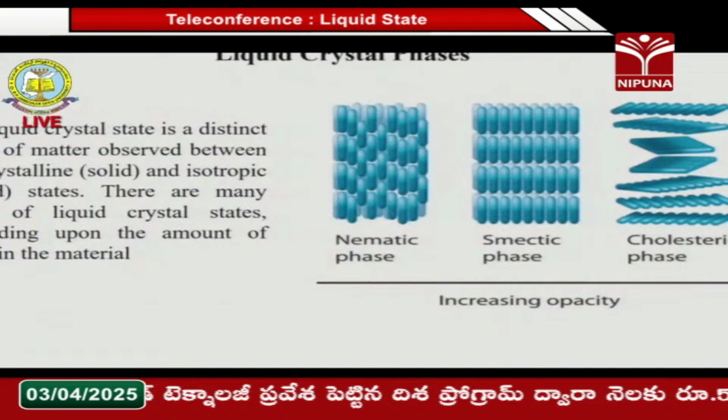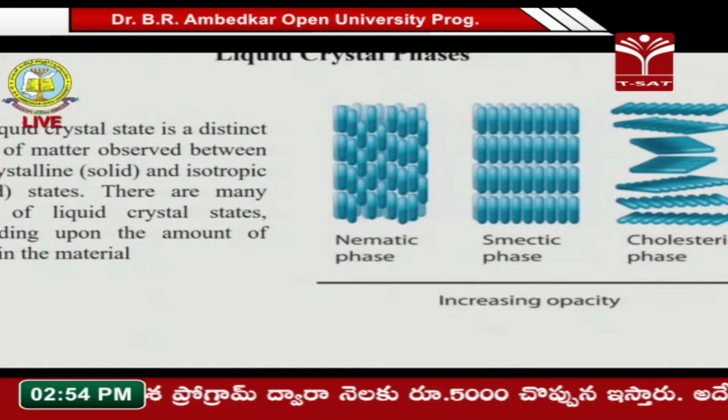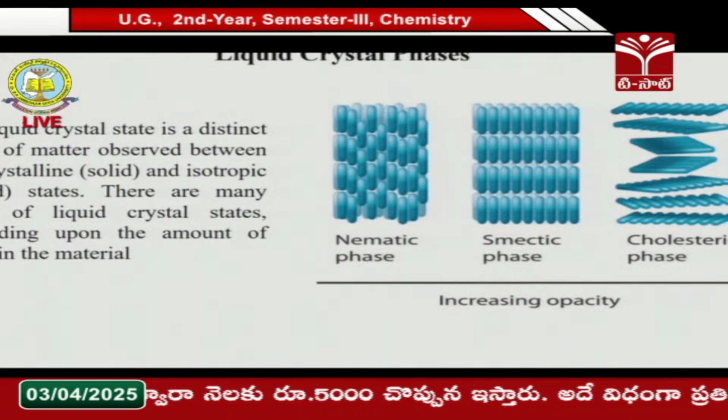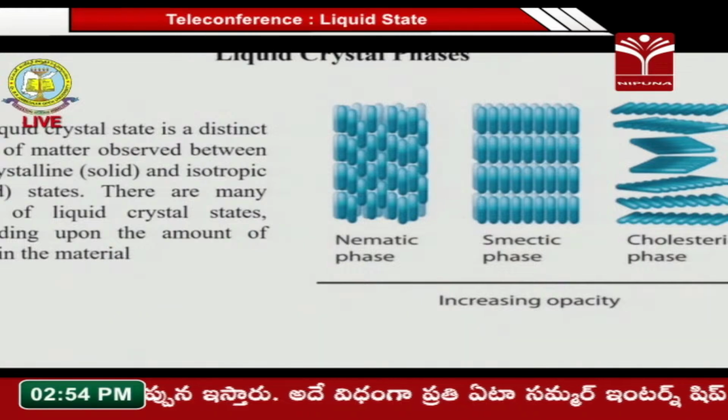And how are these three types of liquid crystals classified, and what are the differences between them? Here the classification of these three types of liquid crystals is based on two factors: one is the orientational order and the positional order. So based on these two factors, we are classifying liquid crystals into three phases: nematic phase, smectic phase and cholesteric phase. First we will see the nematic phase.